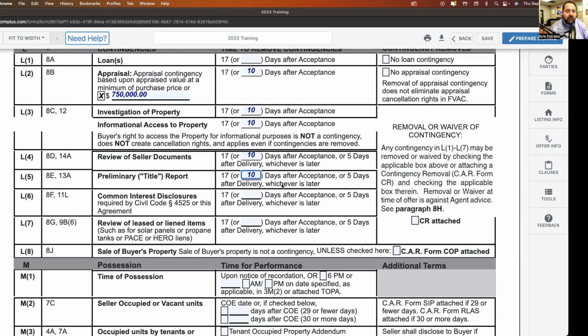Now, the only thing that I might not change are these two. I'm not going to shorten those. And the reason I'm not going to shorten those is we don't really have any control over how fast these third parties deliver the documents, right? Sometimes homeowners associations, these common interest disclosures, sometimes homeowners associations take a really long time to do that.